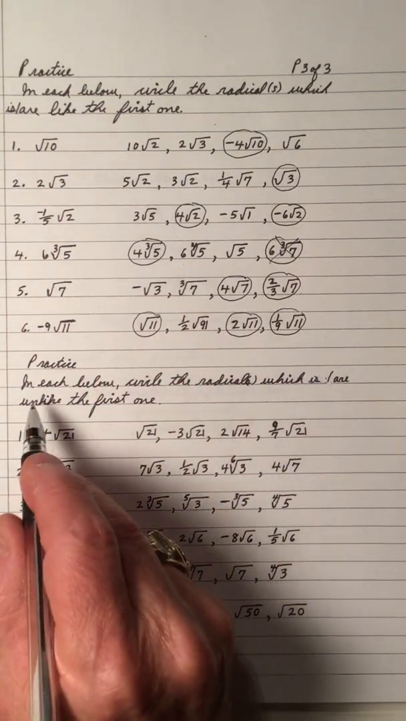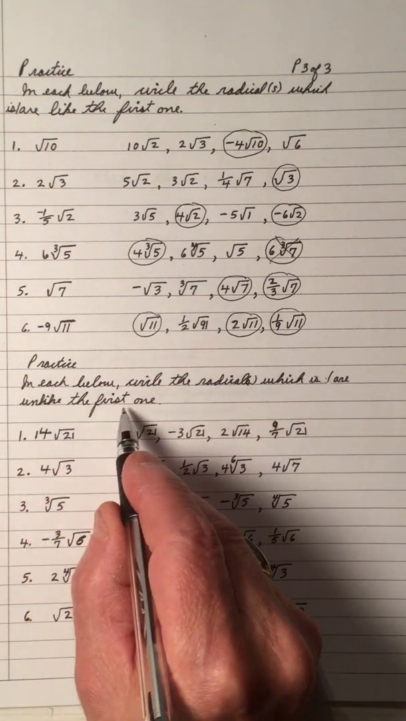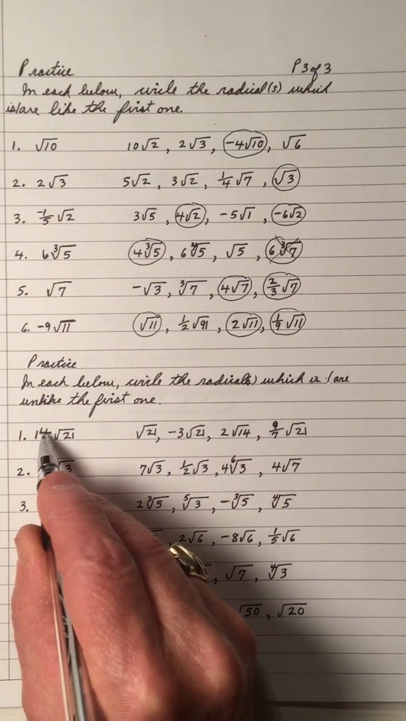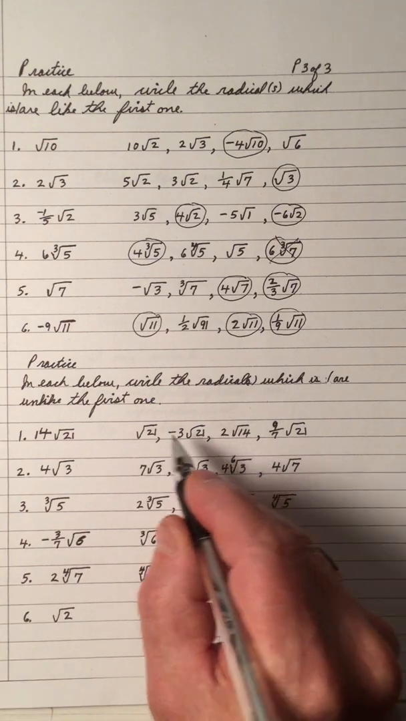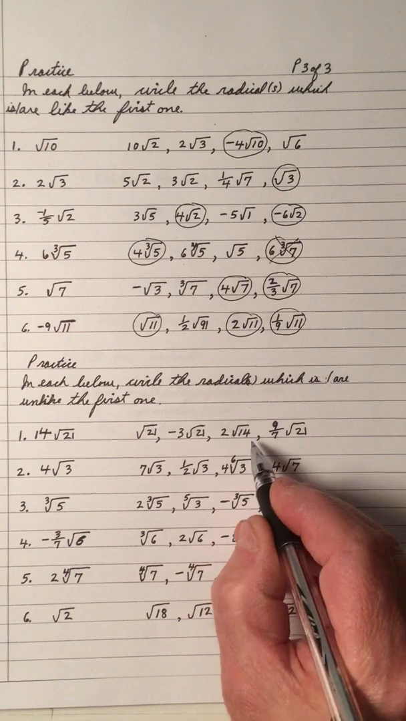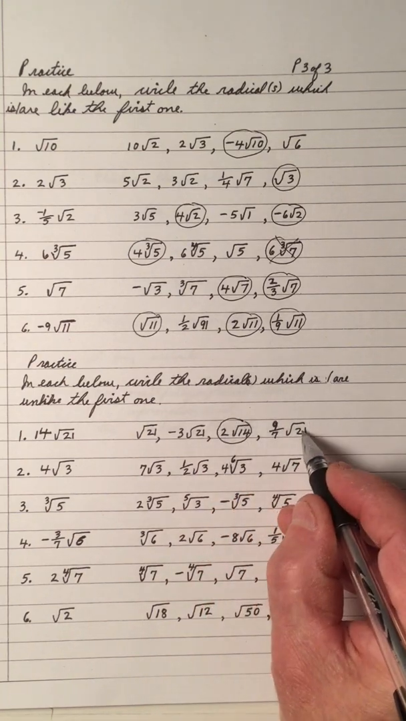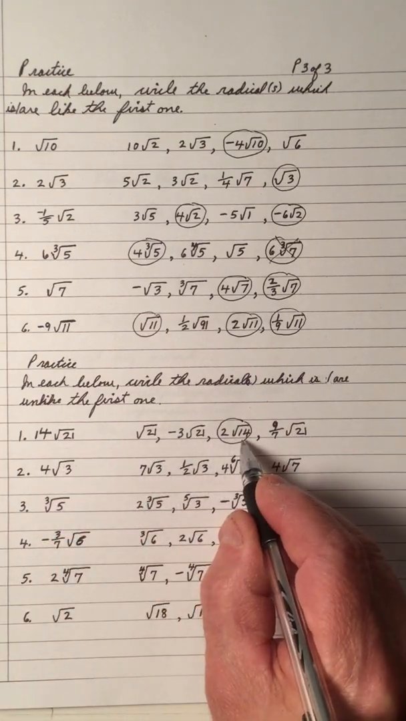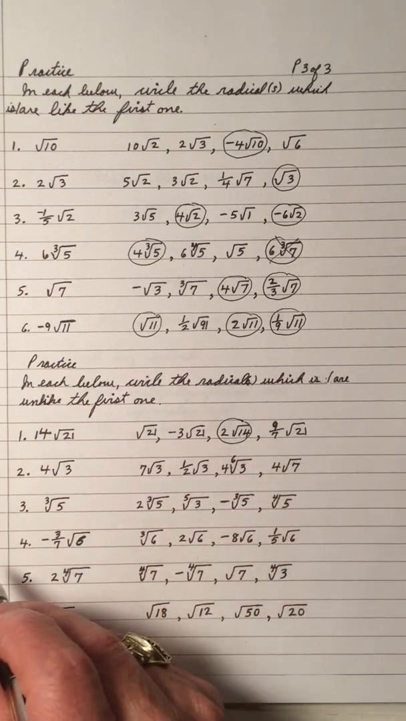And again, we have another practice. In each below, circle the radicals which is or are unlike the first one. So which ones is not like the root of 21? The 14 makes no difference. I'm looking for the square root of 21. That's like it. Square root of 14 is not the square root of 21. And this is the square root of 21. So these three are the same, but this one is not like. This got the square root of 21, that got the square root of 14.